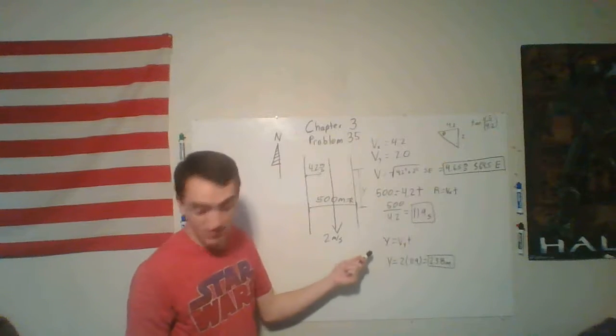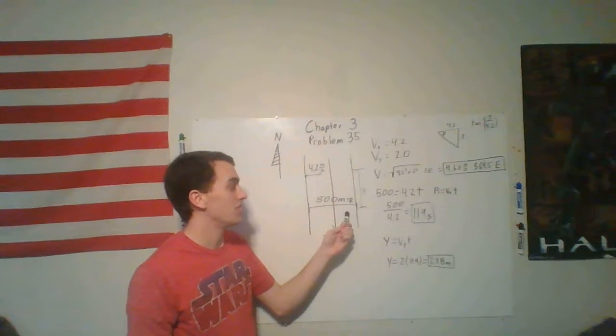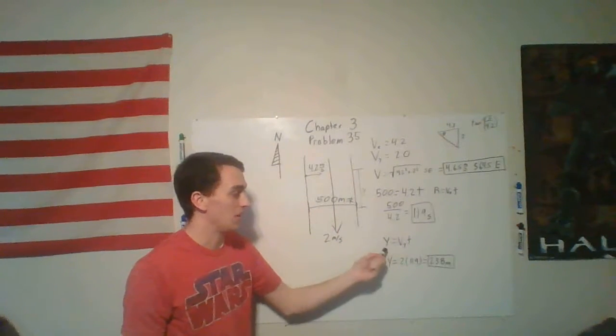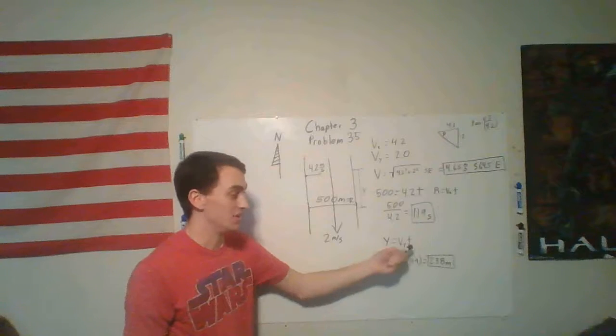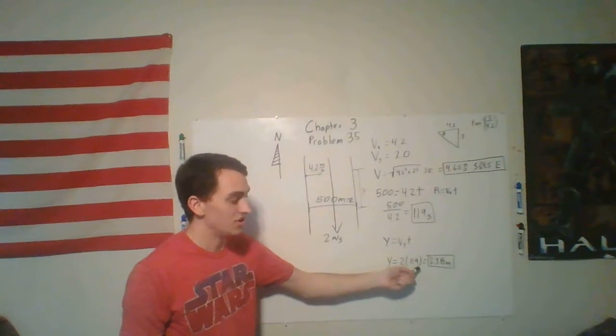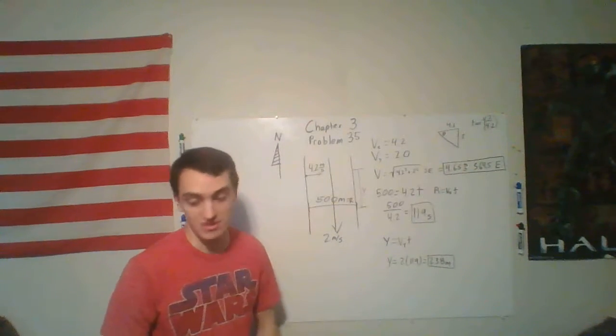So now we have the time, and for part C, we need to figure out how far south we are from the starting point once we cross the river. So our y, which is how far south we are, will equal our y component times t. Our y component's 2. Our time is 119 seconds, so we're 238 meters south of our starting position when we finish crossing.